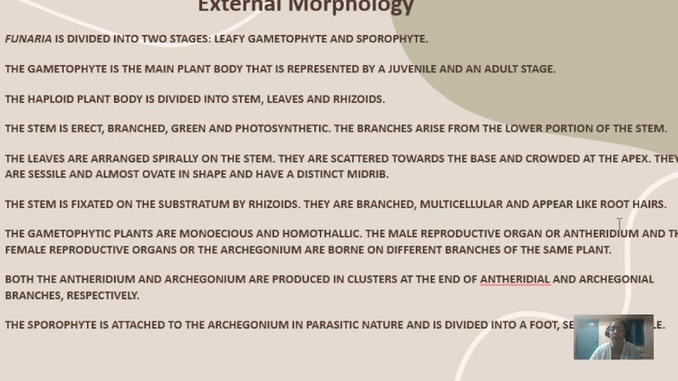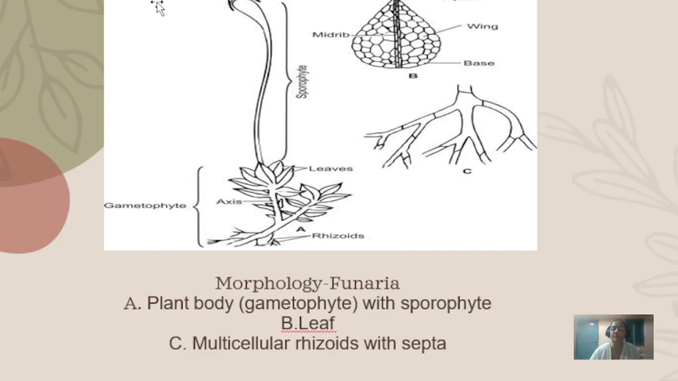The male reproductive organs and the female reproductive organs are borne on different branches of the same plant. Both antheridia and archegonia are produced in clusters at the end of antheridial and archegonial branches, respectively, and the sporophyte is attached to the archegonium in a parasitic nature and divided into foot, seta, and capsule. So this is the sporophyte, and this is the gametophytic plant where the rhizoids are septate. This is the leaf structure, ovate, with a midrib present in it.